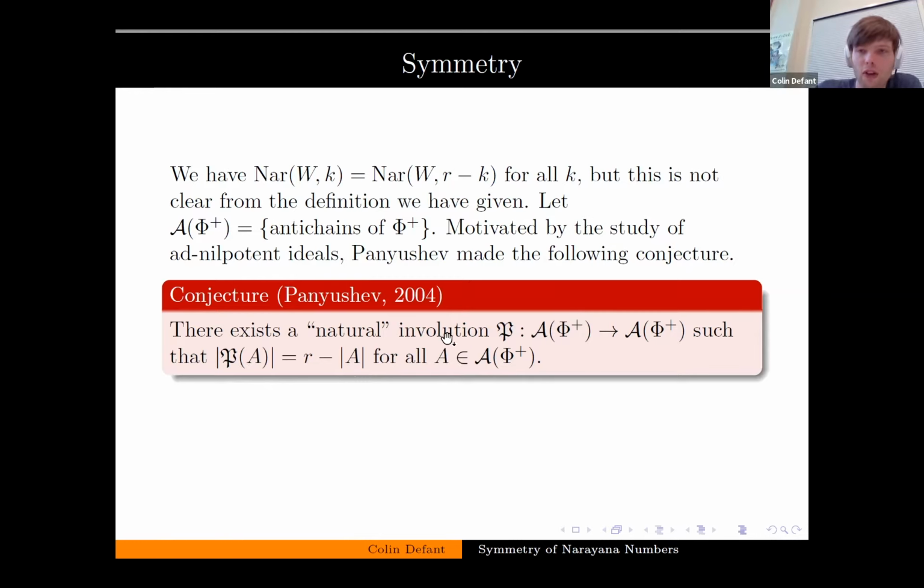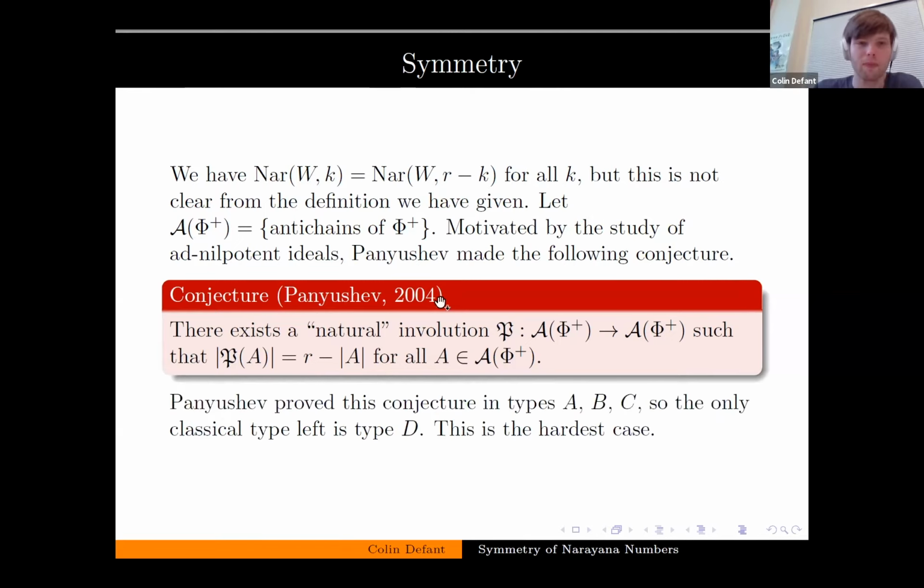Now, such an involution sort of has to exist in the sense that we know these numbers are the same, so there has to be some involution with this property. But what's really going on in this conjecture is there's this word natural. And what we mean by natural is actually Panyushev listed out several very natural conditions that he wants his involution to satisfy. So really what we're saying here is we want an involution that satisfies this important property and also satisfies these other very natural conditions, which I'm not going to list out. So there is something actually non-trivial about proving this conjecture.